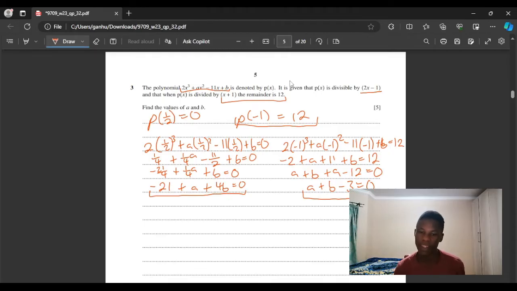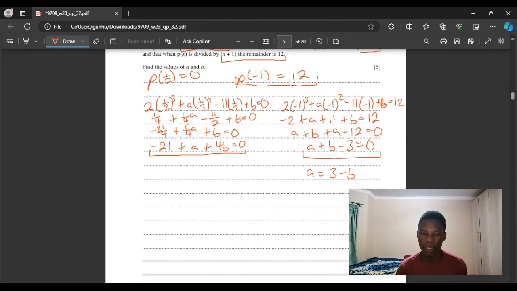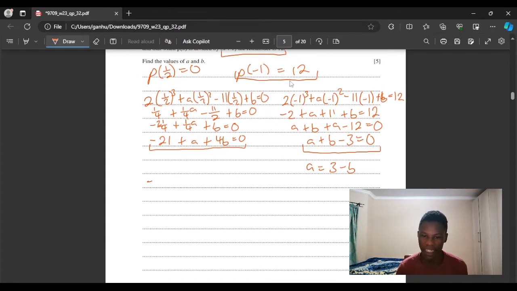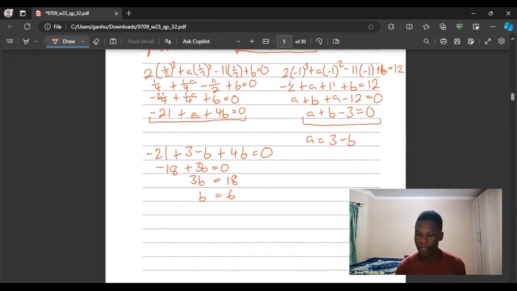So let's make a the subject of the formula in the second equation. So that's a is equal to 3 minus b. Let's substitute that into the first equation. Negative 21 plus a is being replaced with 3 minus b plus 4b is equal to 0. So negative 21 plus 3, that's negative 18, minus b plus 4b, that's 3b, is equal to 0. 3b is equal to 18, so b is equal to 6.